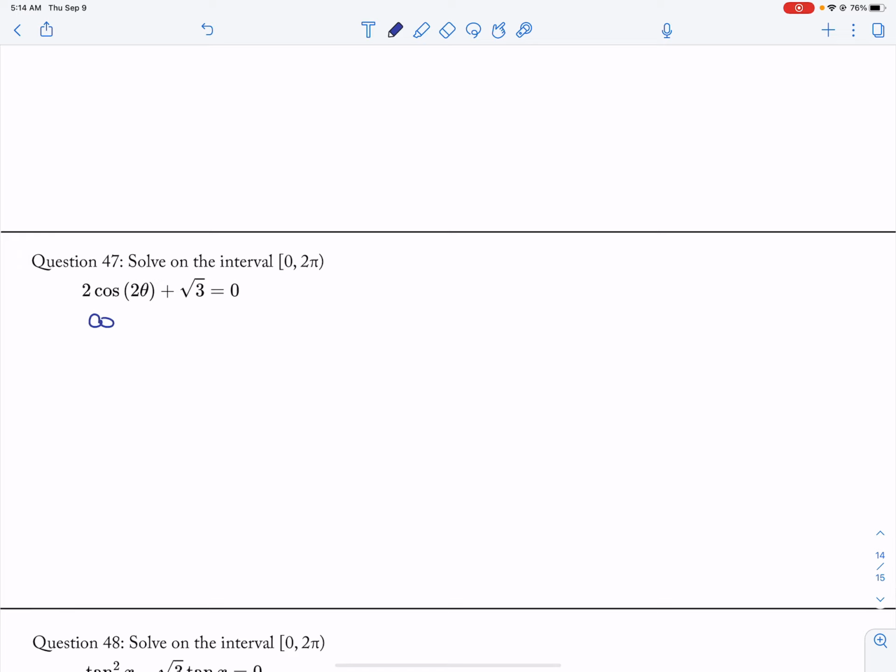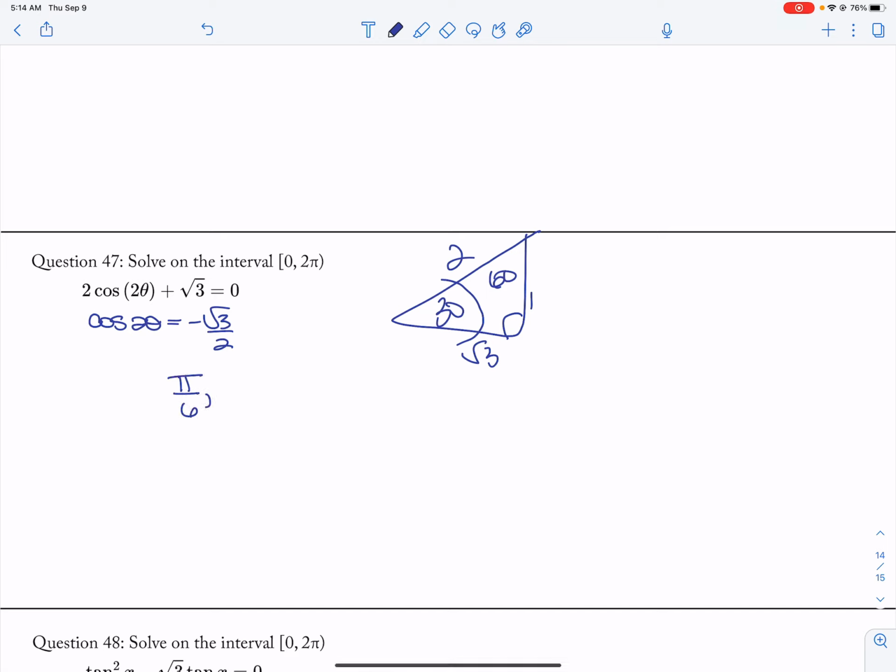47, so then cosine of 2 theta is equal to negative root 3 over 2. So my 30, 60, 90 again, root 3, 1, and 2. So then I want cosine, so that'll be a 30-degree angle. So I have pi over 6. I'm doing 2 theta, so I need double the angles. So pi over 6, nope. It's in quadrants 2 and 4. So then that's 5 pi over 6. Oh, not quadrant 4, quadrant 3.